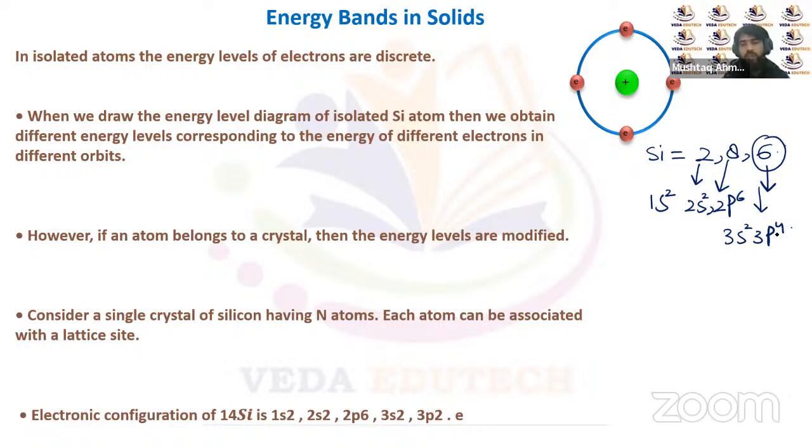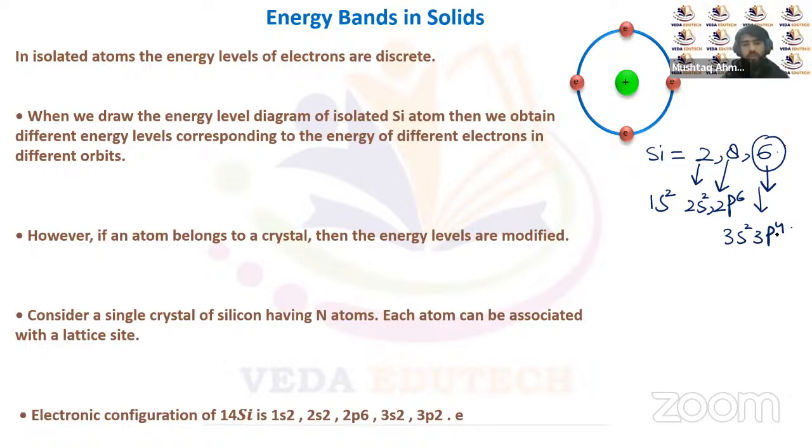If we talk about the isolated silicon atom, there are 2 electrons in the first orbit, 8 electrons in the second orbit, and 6 electrons in the third orbit. For n equal to 1, we have 2, for n equal to 2, we have 8, and for n equal to 3, we have 6 electrons. Now all these electrons have fixed energy. According to the Bohr model, these electrons revolve around the nucleus with some fixed energy.